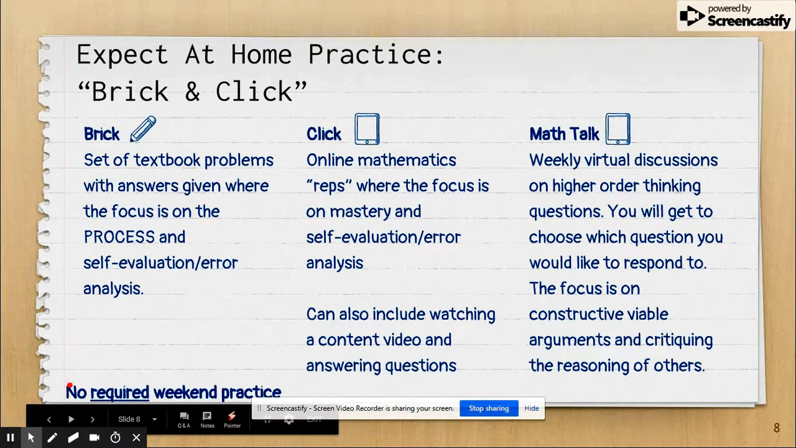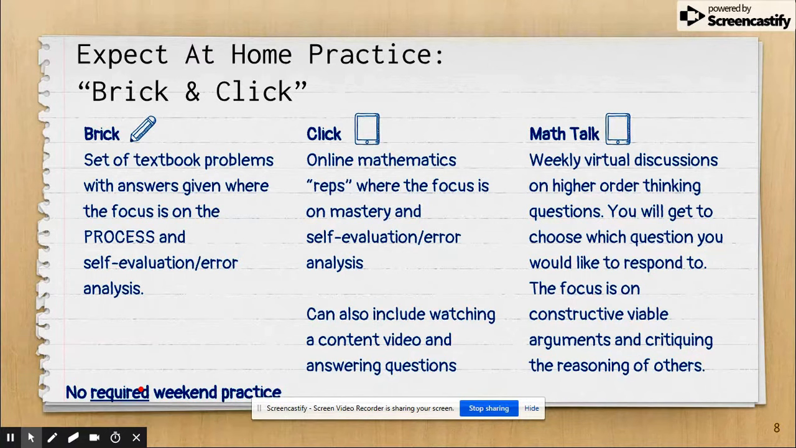So last but not least, I think on this slide, you're probably looking at the fact that there's no required weekend practice. I'm trying my best to make it a goal to ensure that you have no homework on Fridays and no at-home practice on Fridays so that you can enjoy your weekend. There will always be suggested practice items, and you can, of course, always do those to strengthen your skills, but no required graded practice over the weekend.